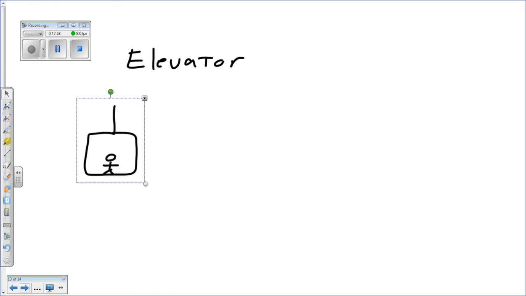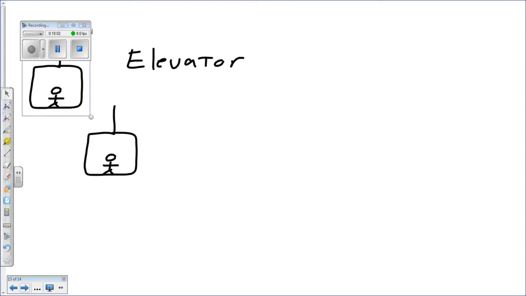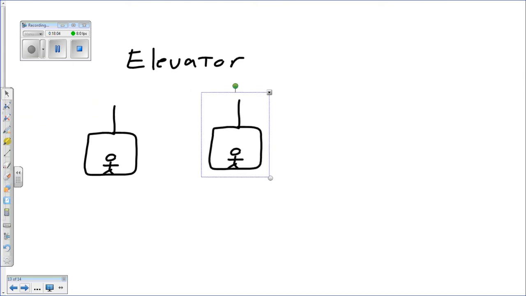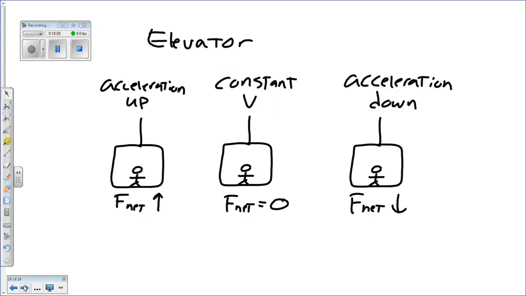I had a little bit of trouble with copying and pasting. I was going to do the elevator thing, and then I realized that I already had it set up on another page, so we'll get there in a second. Copy and paste, cloning, wait for it. There we go. 3 elevator situations.